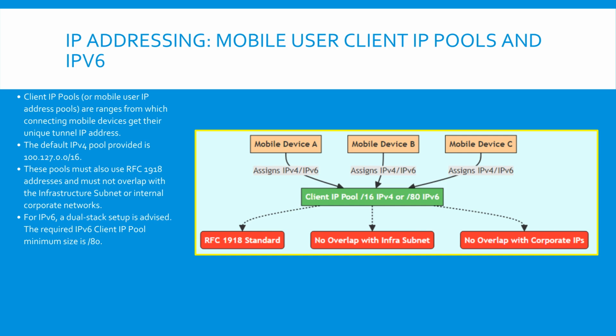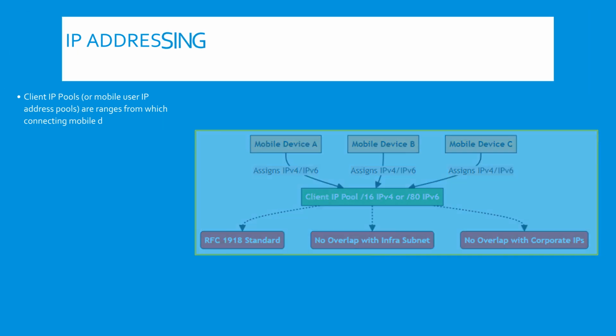Every connected device receives a unique IP from this pool. The red constraint boxes reinforce the critical rules for managing this address space. The use of RFC 1918 addresses is best practice, and there must be absolutely no overlap with your internal corporate IP ranges or the infrastructure subnet discussed in the previous slide. These constraints are vital for ensuring seamless connectivity and preventing routing loops or shadowing in the deployment. Adhering to these addressing standards is a foundational requirement for stable Prisma Access operation.